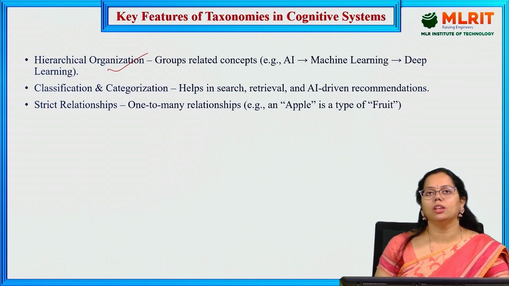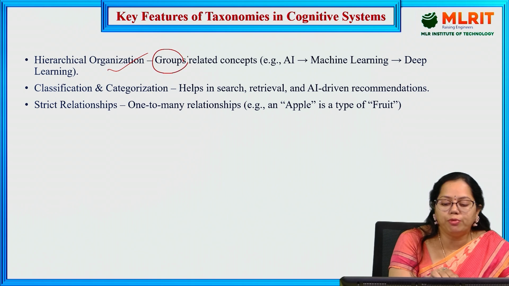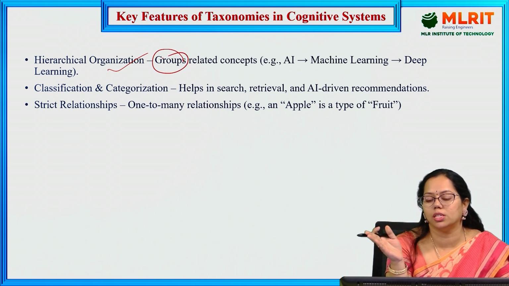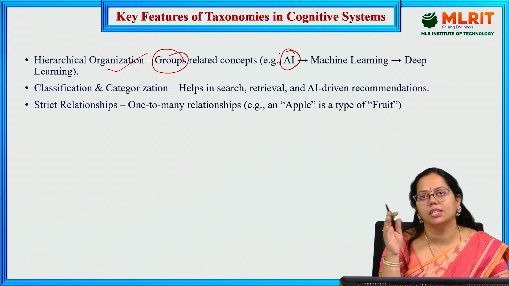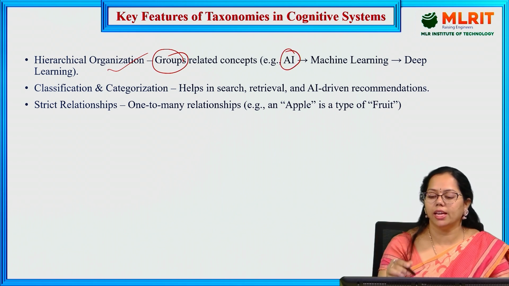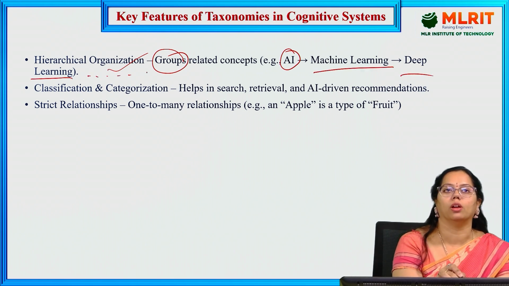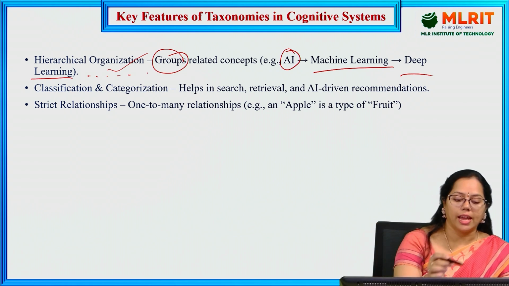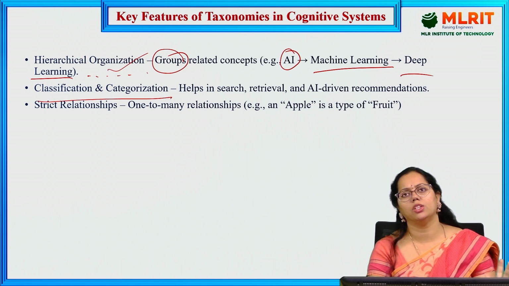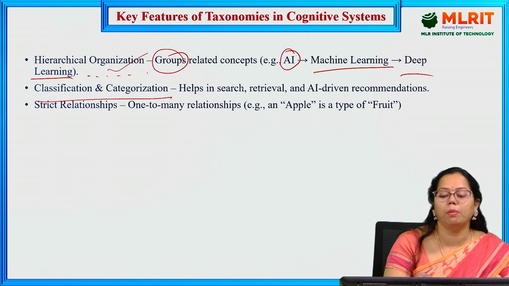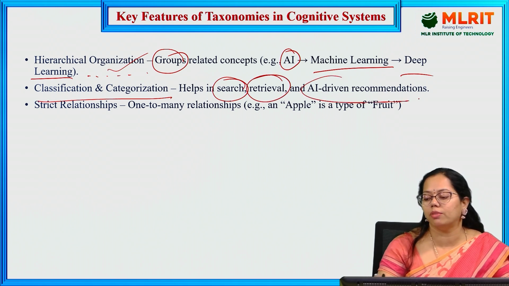Now, hierarchical organization groups related concepts. It has different groups which are related to concepts. Like I have the parent AI, and it has different groups: AI is directing to ML, it is directing to DL and so on. Next, I have classification and categorization. Classification and categorization is used to help in searching the information, retrieving the information and AI driven recommendations.